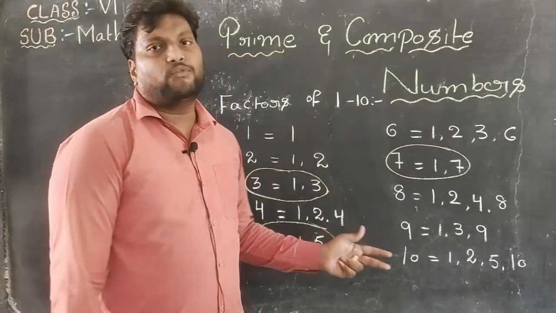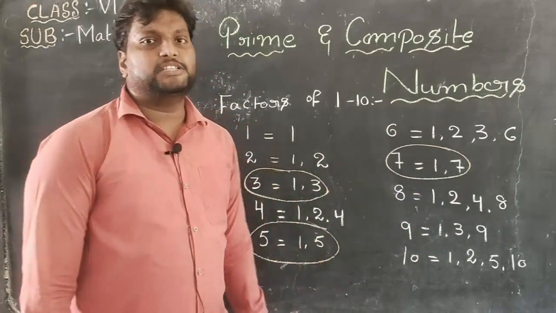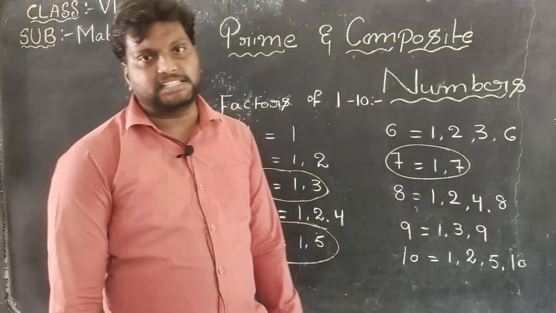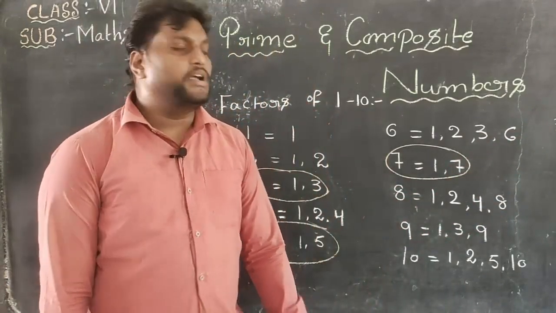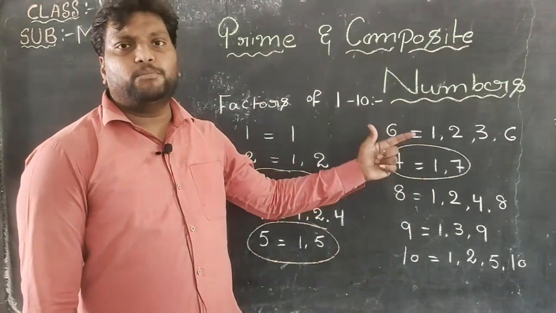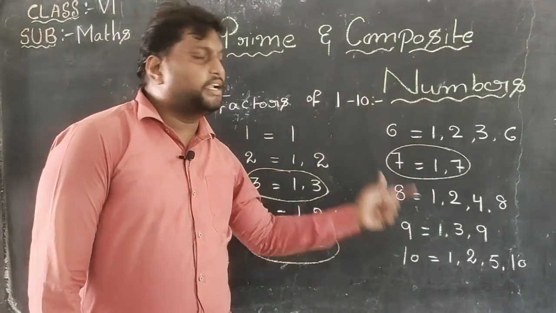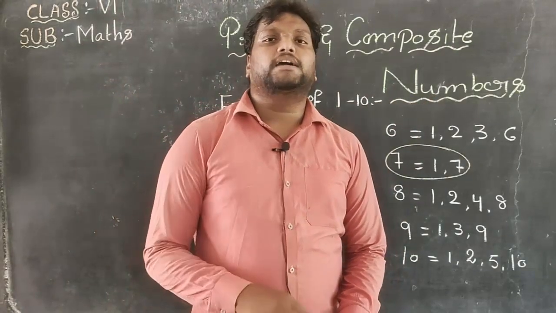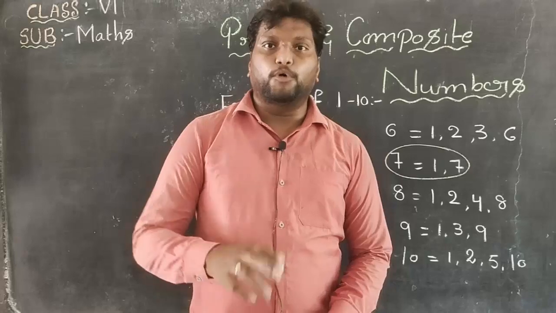Any number having only 2 factors, where one of the factors is 1 and one more factor is itself, then the number is called a prime number. Any number having more than 2 factors is called a composite number. Prime number means there will be 2 factors; composite number means there will be more than 2 factors.